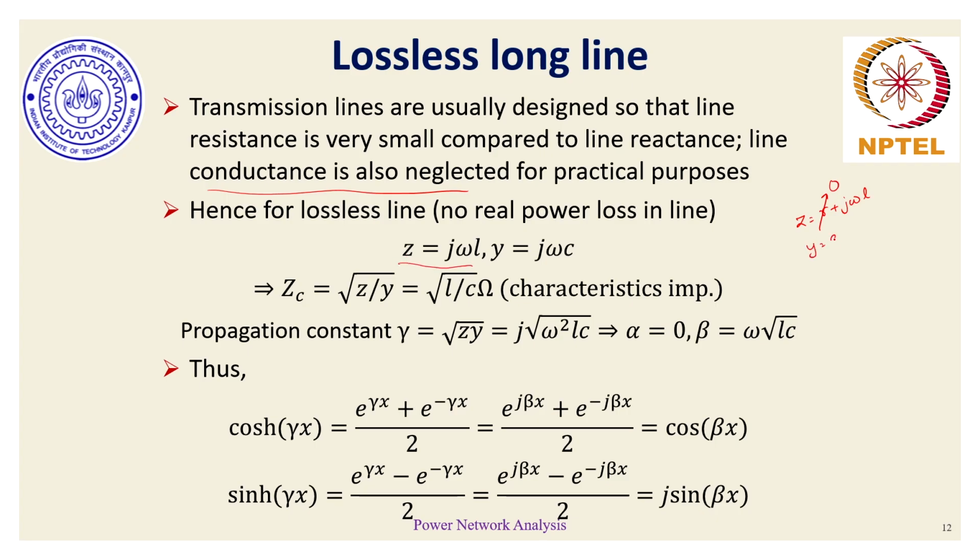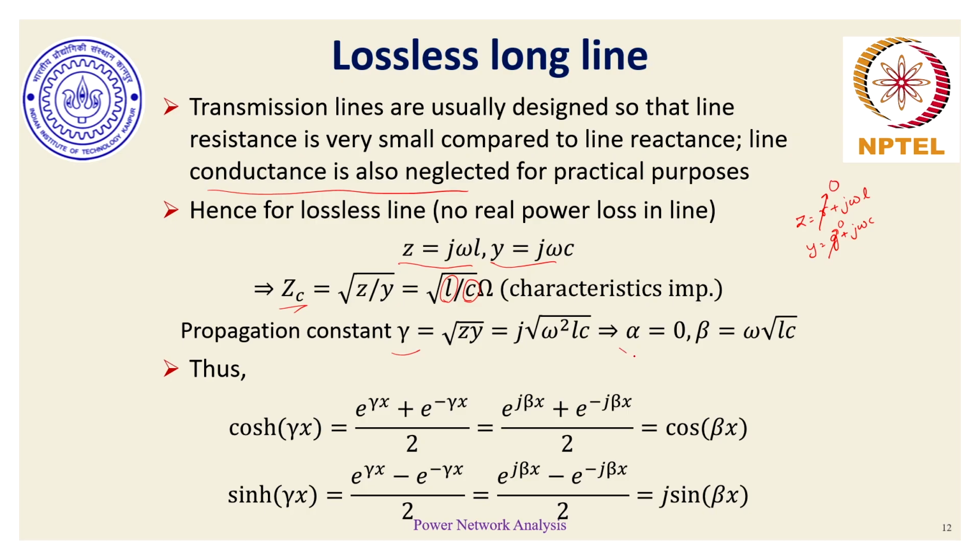And similarly, y, which was g plus j omega c, where g was the conductance, if this tends to 0, we have y as j omega c. With z and y now defined, if we find our constants like the characteristic impedance and propagation constant, they simply become functions of small l and small c, where small l is per unit line inductance and small c is per unit line capacitance.